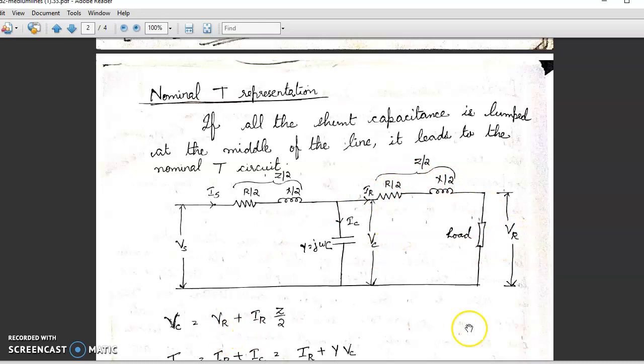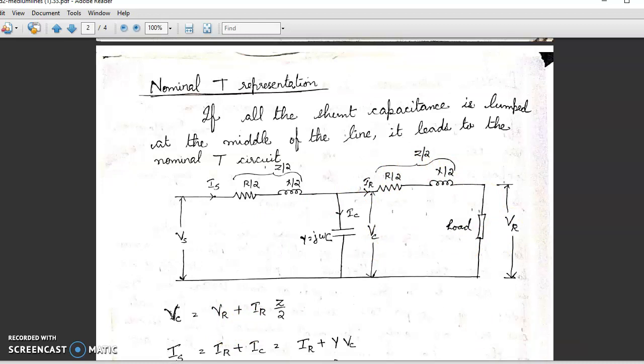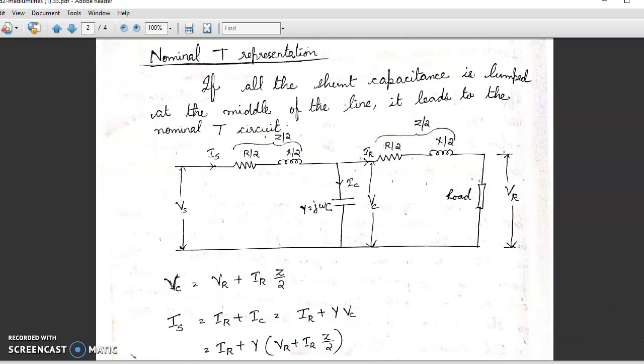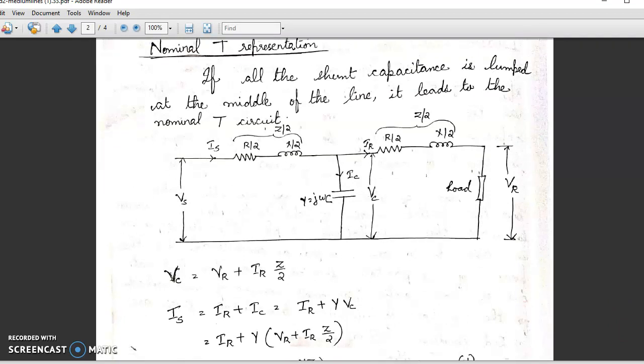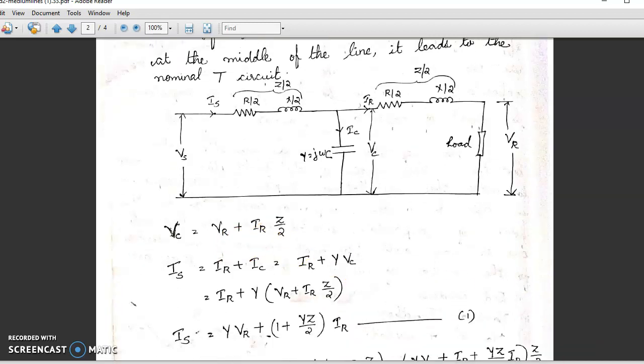That is being written here. Vc is equal to Vr plus IR into Z by 2. Is is IR plus IC. Instead of IC, I can write Y into Vc. So that is equal to IR plus Y into, instead of Vc, we can write Vr plus IR into Z by 2. So Is is equal to, rearranging this, YVR plus IR into 1 plus YZ by 2. So we have expressed Is in terms of VR and IR.